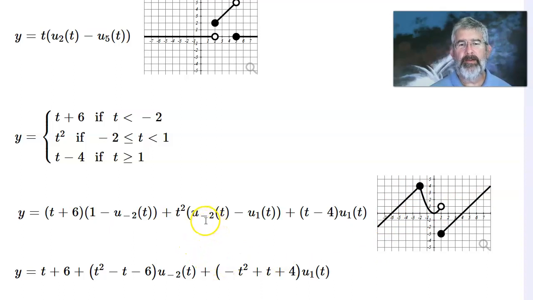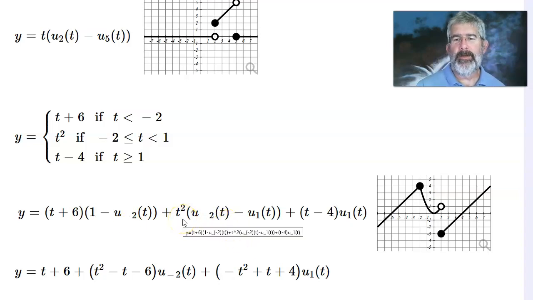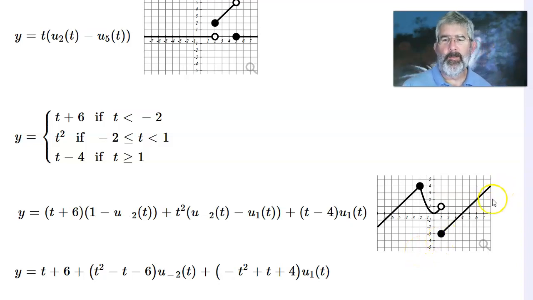Then here I've got the u negative 2 of t minus u1 of t, so this is turned on between -2 and 1, and that's being multiplied by t squared. So where this just shut off at -2, this now turns on at -2, so you're multiplying by t squared there, and you see the t squared piece. Then at 1, this shuts back off, but I have this one turning on at 1, so you see the t minus 4 once t is bigger than 1. Okay, so this is the first way I see it, of just turn on and turn off the thing you want at the appropriate time.